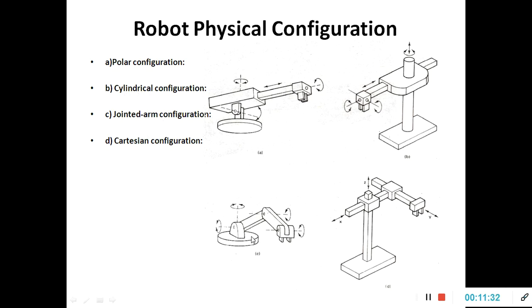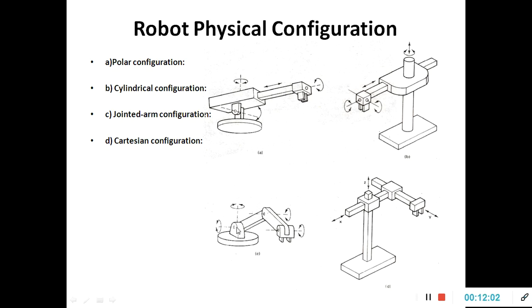Coming to the third one, known as a jointed arm configuration. The jointed arm configuration is similar to that of the human body, right? This is the shoulder, this is the elbow, and this is another arm, and this is our wrist and end effectors. End effectors are like our fingers. So it consists of a base on which the jointed arm is going to be mounted. So totally here 4 rotary motions are going to be used.